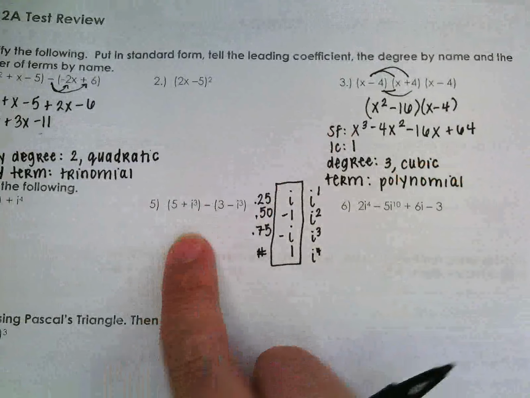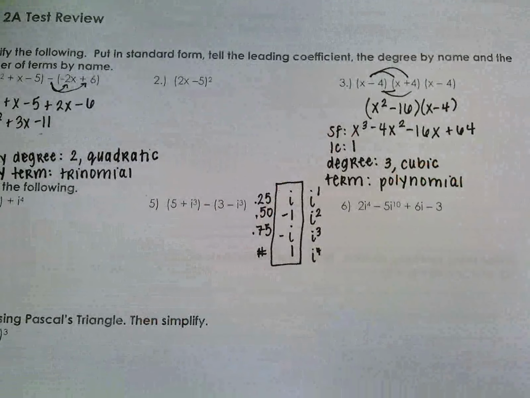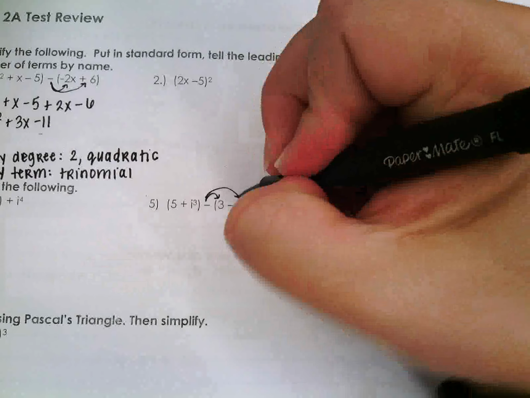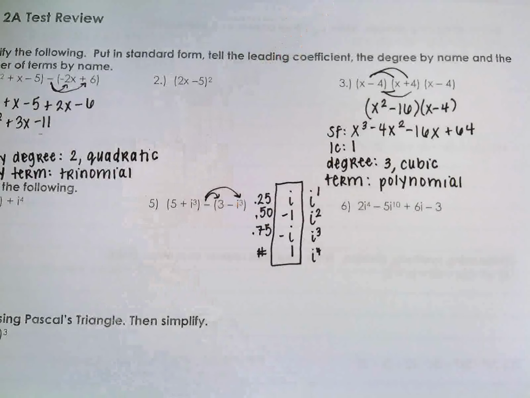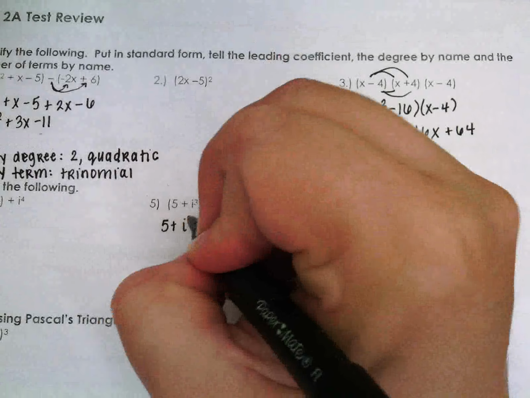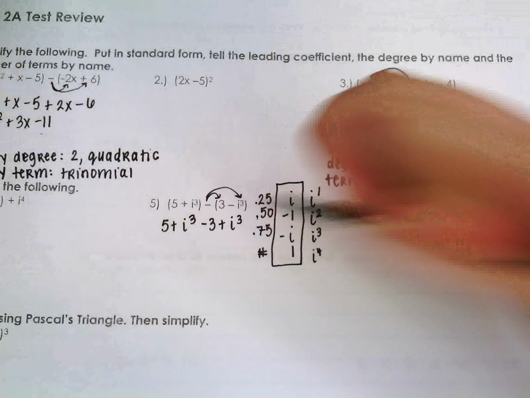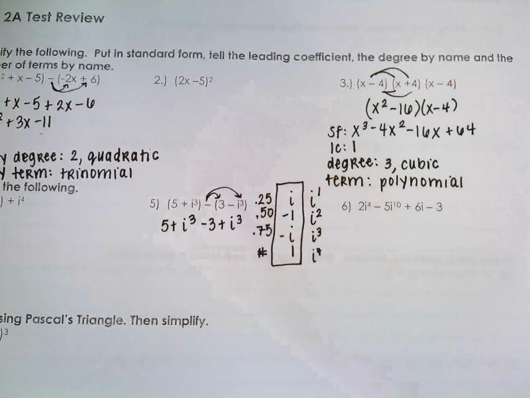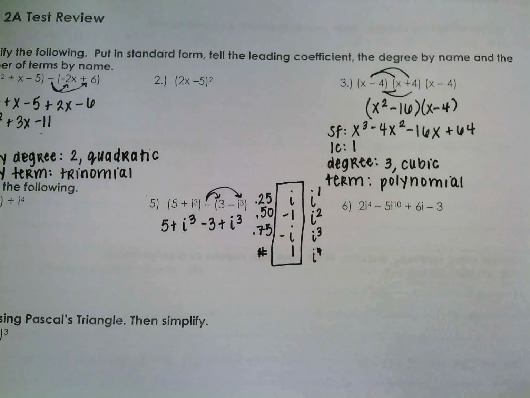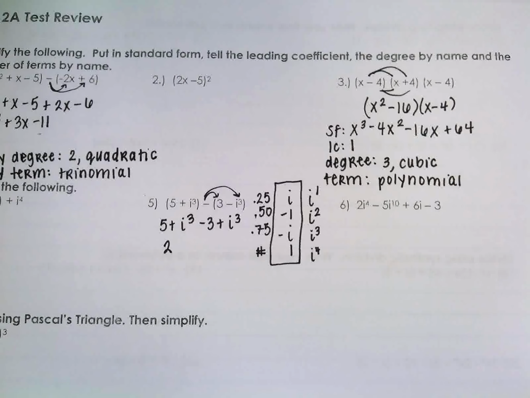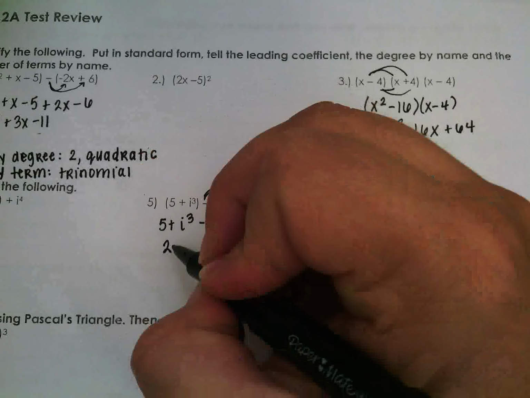So there's more than one way you could go about this. I'm going to go ahead and simplify by distributing this negative first to get rid of the parentheses. So I've got 5 plus I cubed minus 3 plus I cubed. Alright, and now I'm going to go ahead and add like terms. So I've got 5 minus 3, which is 2, and I have 1i cubed plus 1i cubed, which is 2i cubed.